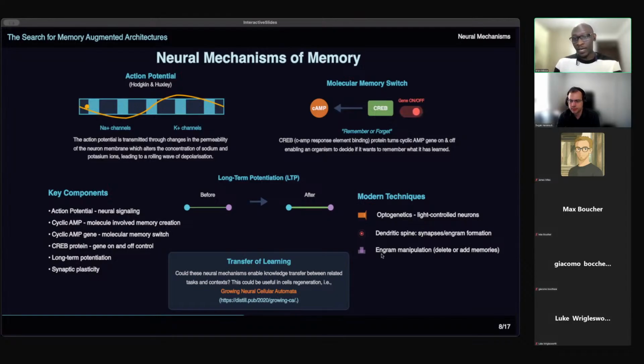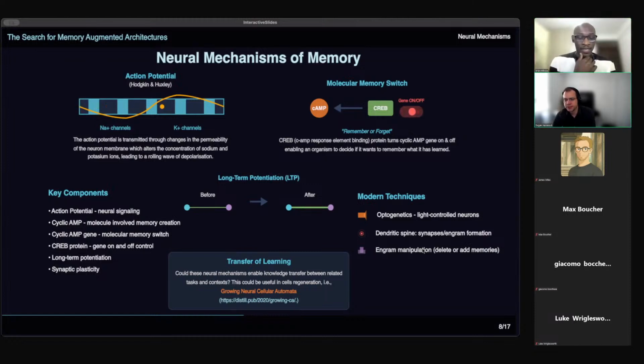And the other one is engram manipulation. You can delete an engram or add a false memory. It's important to research so that you can know how to control how the engram behaves, by deleting or adding, and maybe creating new engrams which create false memory. It's also important to that area.